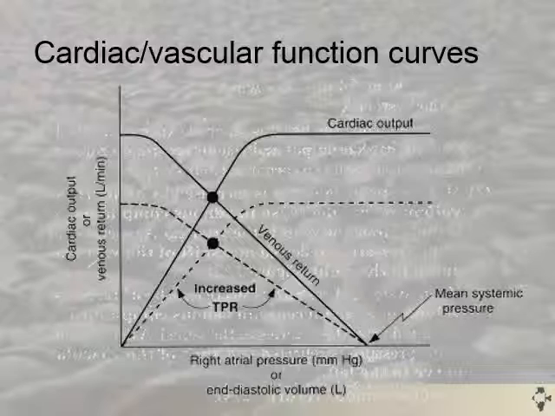Now the other thing that you see here is two dashed lines. These are also the cardiac output and venous return curves, but under greater TPR, or increased TPR.